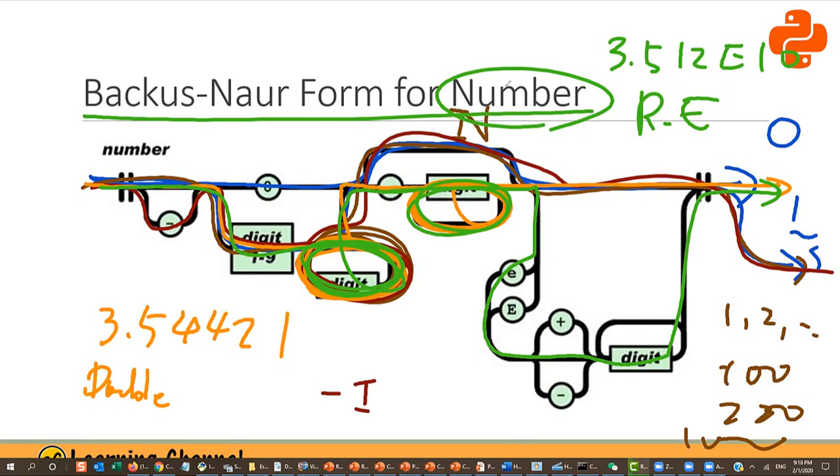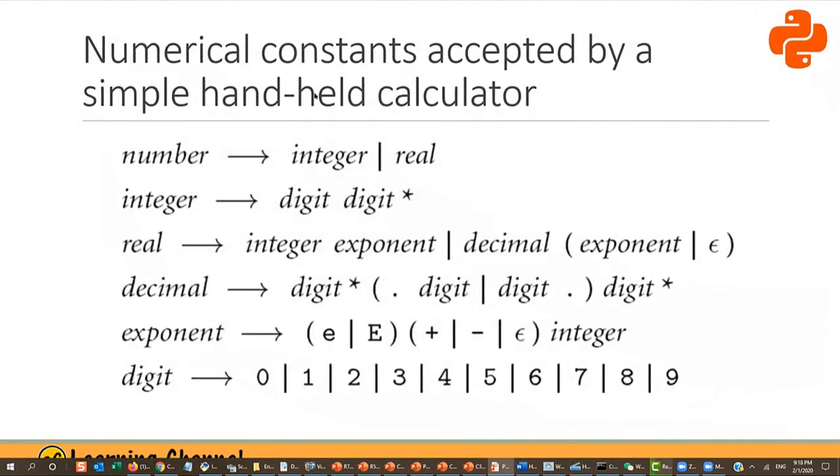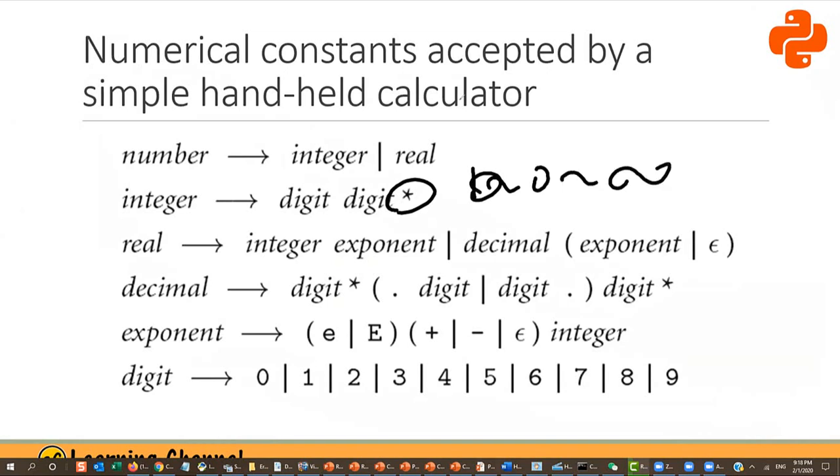And also all kinds of things we can do with it, okay? So I don't go into the Backus-Naur form too much, but basically an integer can be defined like this. So the right-hand side is the production rule. A number will be an integer or a real number. An integer will be a digit with digit star. Digit star is actually digit repeated 0 to infinity times. Okay. And a real number will be an integer with exponent or a decimal with exponent.